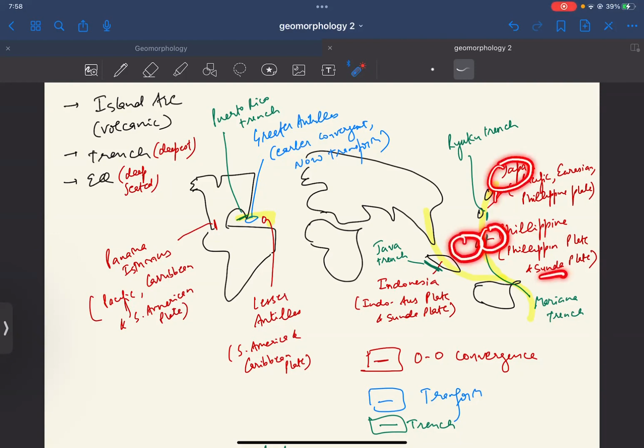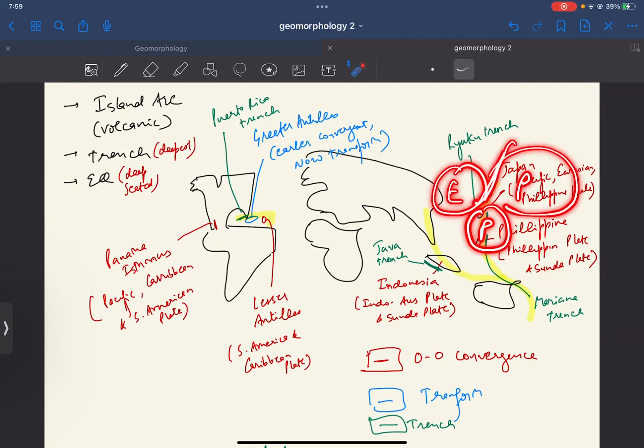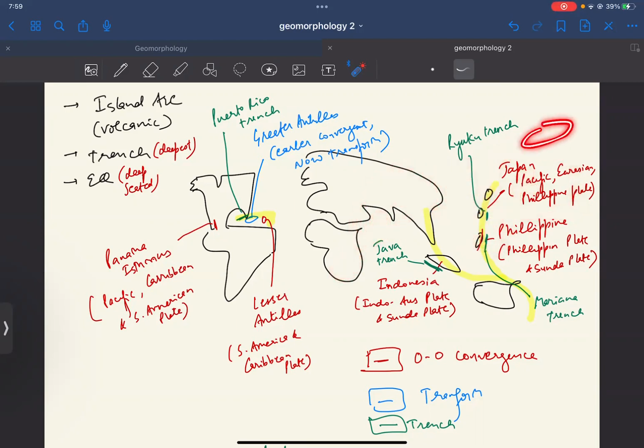Then Japan Islands are formed due to the Eurasian, Philippine, and Pacific plates. So through these interactions, Japan has many islands. The lower islands have been formed through subduction of the Eurasian and Philippine plates, but the rest of the islands have been formed by the Eurasian and Pacific plates. Then we have the Kuril Islands, then the Aleutian Islands. In the case of Kuril, Eurasian and Pacific plates. In the case of Aleutian Islands, we have North American and Pacific plates.